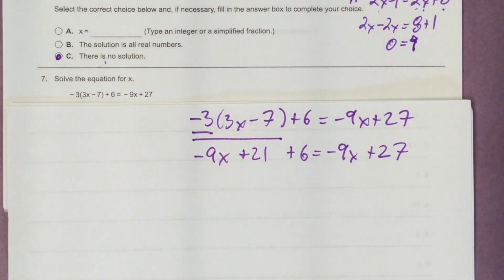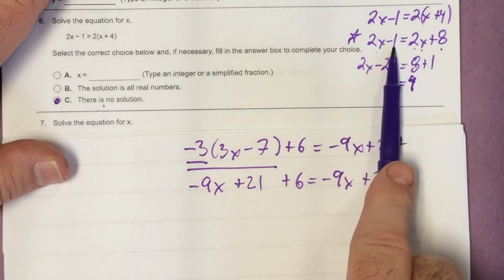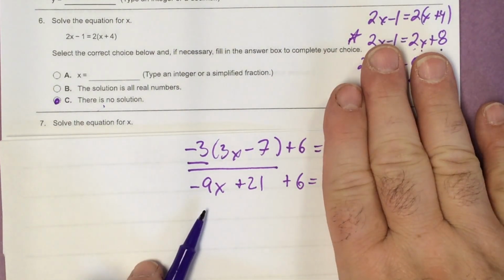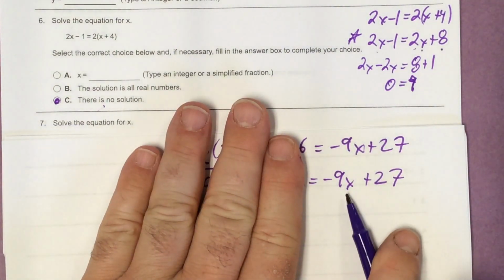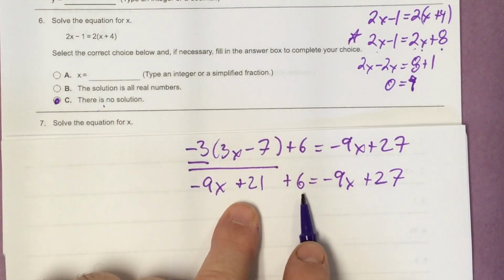So at this point, it doesn't look quite the same as the other one did, because on the other one, if I can bring it down for a second, we had 2x with one number, 2x with another number. Here, if we look on one side of the equal sign, we have negative 9x. Here we have negative 9x. Here, we have only one additional number, and here we have 2 additional numbers.